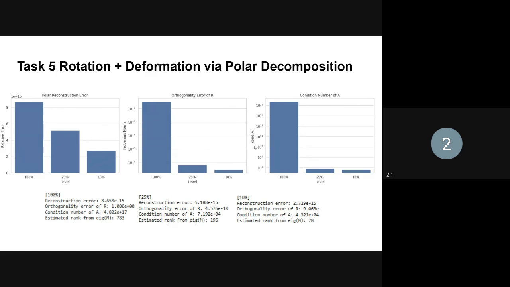is very big at 100%, because it's a condition. Yeah. And almost the same at 20%, 25%, and 10%, which is 7.1 and 4.3 here.